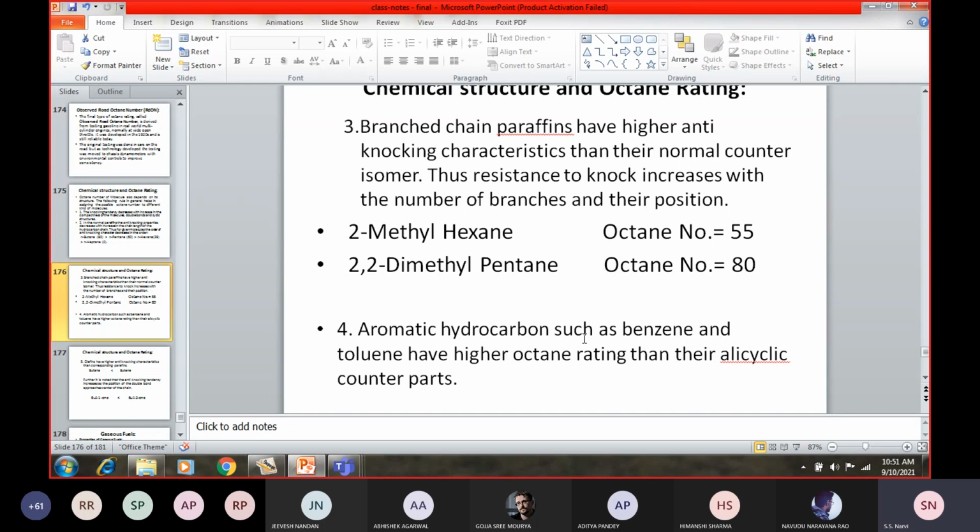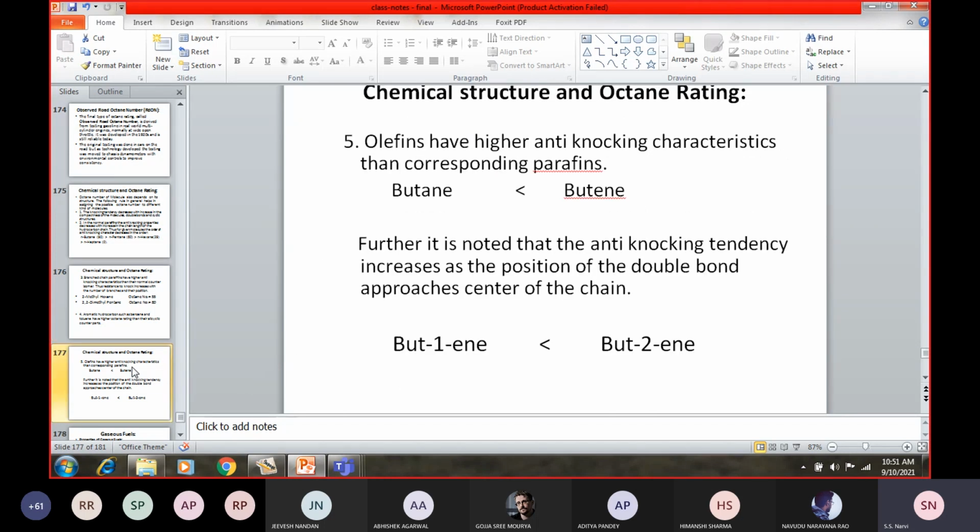Aromatic hydrocarbons such as benzene and toluene have higher octane rating than their alicyclic counterparts. This I have already told you. In case of olefinic molecules, the more olefinic the nature, or when the double bond moves from terminal, 1-butene, to the center, 2-butene, the anti-knocking tendency increases.